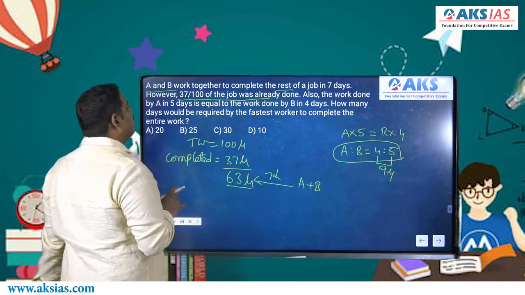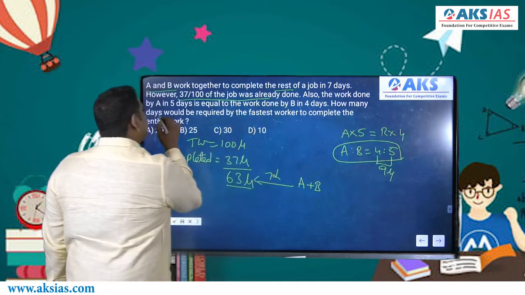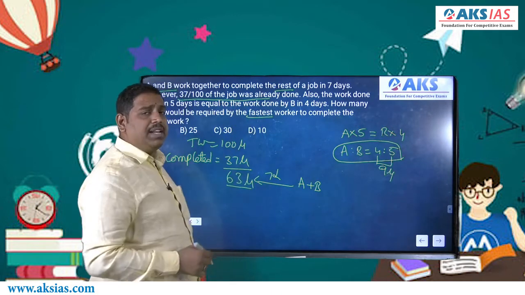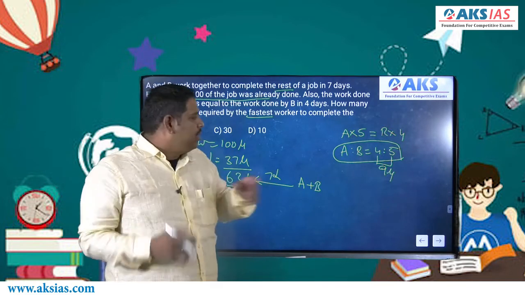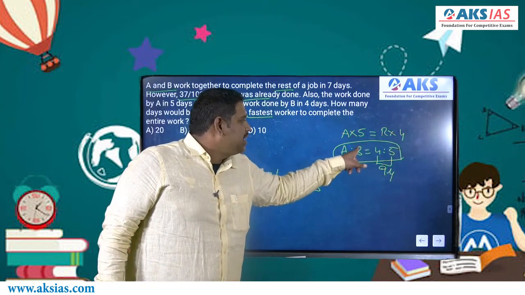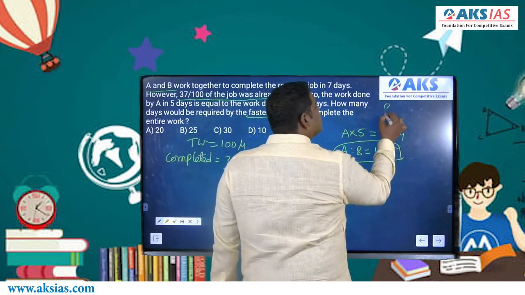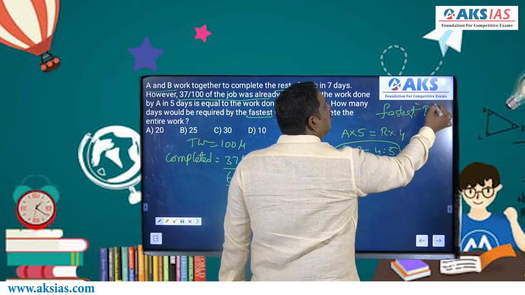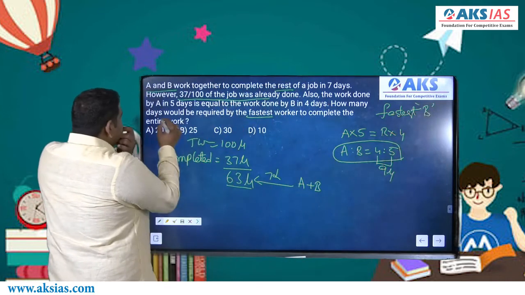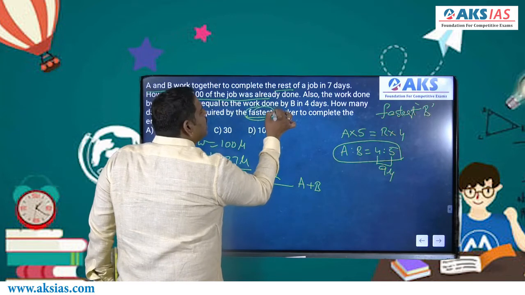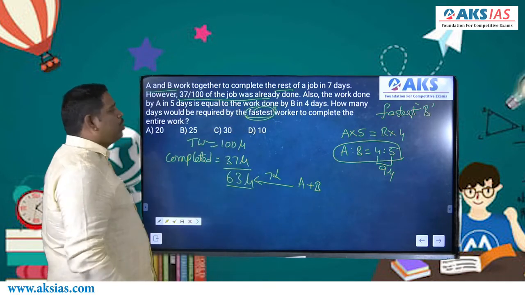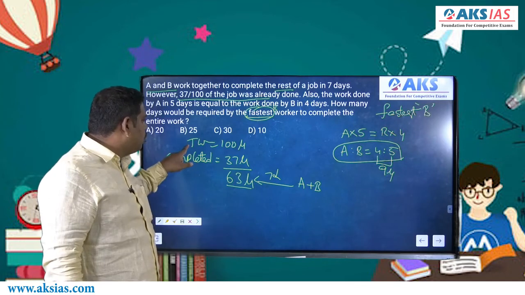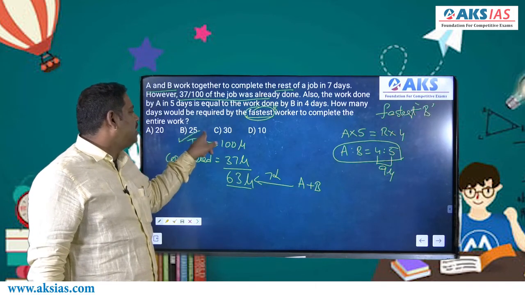Now what is he asking? How many days would be required by the fastest worker? Fastest worker means whose efficiency is more. A's efficiency is 4, B's efficiency is 5. That means B is fastest. How many days are required for B to complete the entire work? Entire work means total work. Total work means how many units?